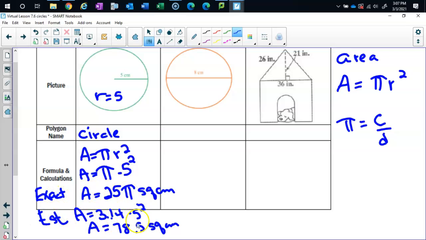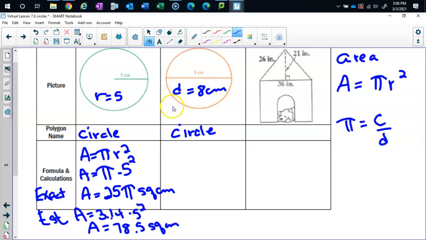Exact estimate. These two things mean about the same. All right, now what is this shape? Again, it's a circle. Now, what did they give us here? This is the diameter. So the diameter is 8 centimeters.